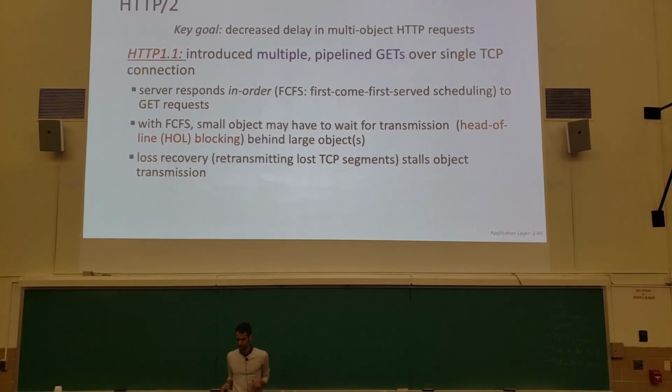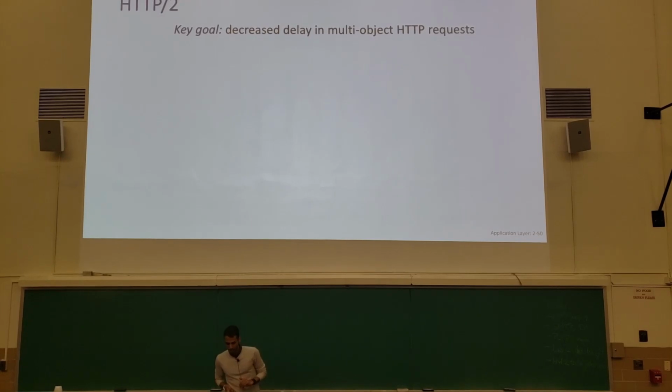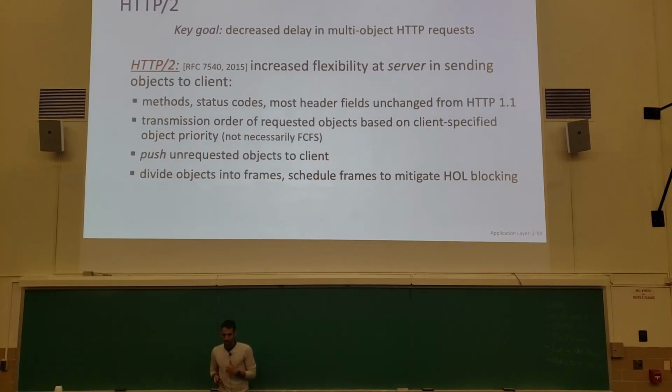And so HTTP 2 adds a few things, but the most important thing is it allows for object interleaving. Okay? So that's the last bullet in this slide. Divide objects into frames, schedule frames to mitigate HOL blocking. This is the most important performance optimization that HTTP 2 will use.